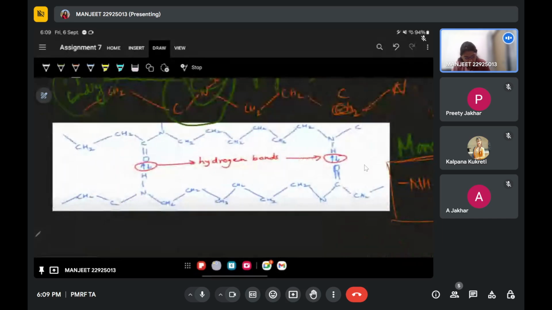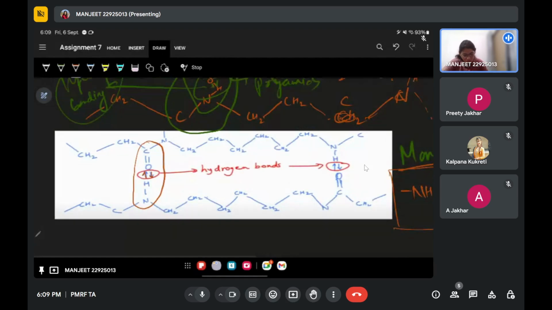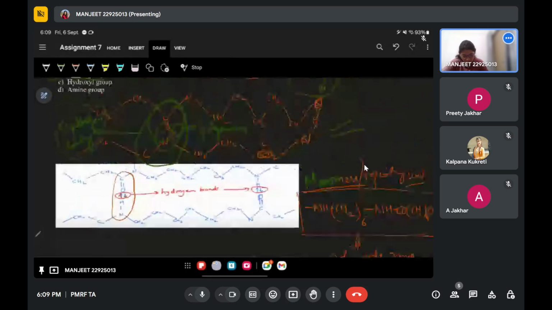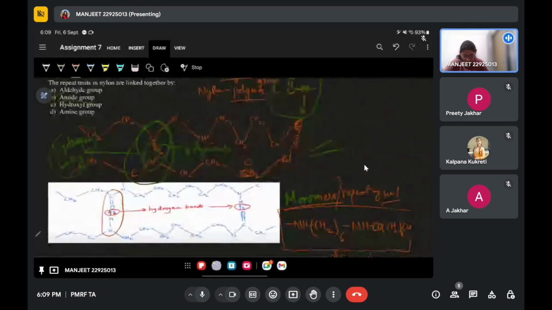You can see from here that this structure is also a nylon structure, and here you can see the hydrogen bonding existing between this oxygen and the hydrogen, and this is the polyamide group. Again you can see here, this is a polyamide group. So this monomer unit has the polyamide group. Okay, this is the structure of nylon, and this is the monomer unit of nylon.